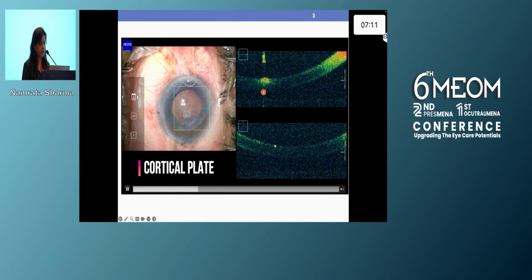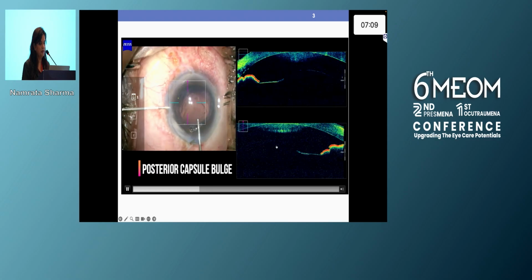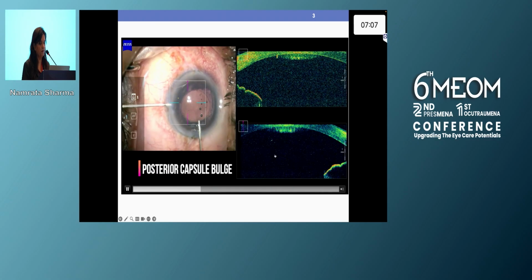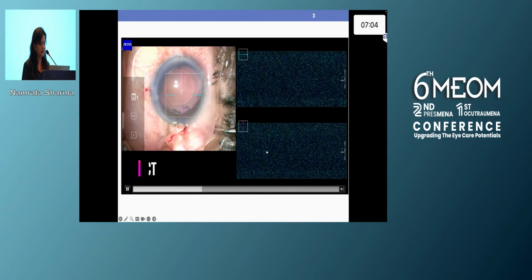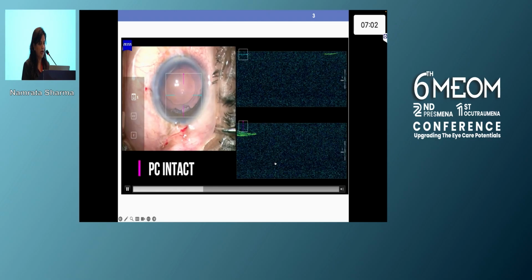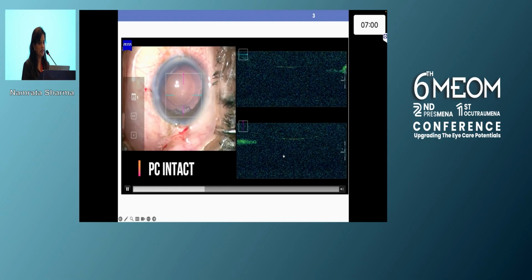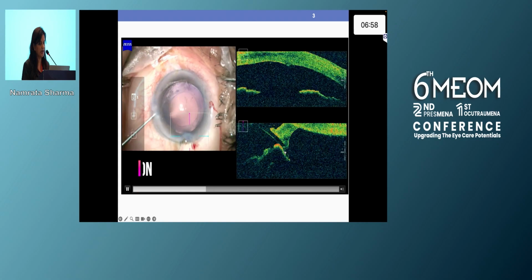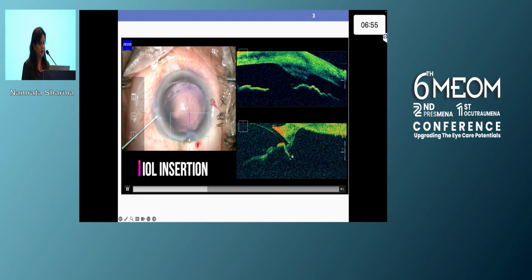And as you put the viscoelastic, the posterior capsule bulge which was there initially, you can see that it becomes concave. Again, if the corneas are hazy and you can't make out whether the PC is intact or not, this helps you to decipher that.